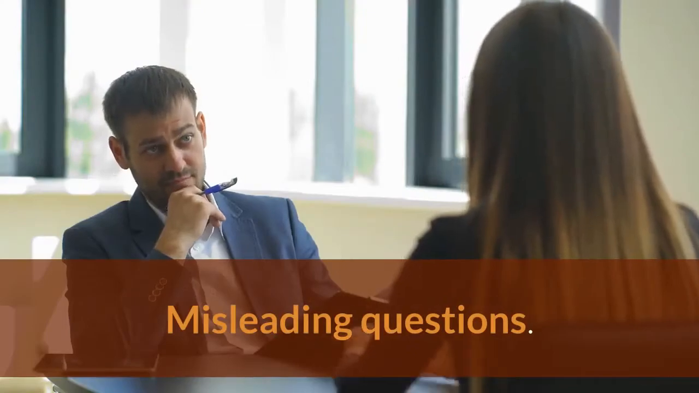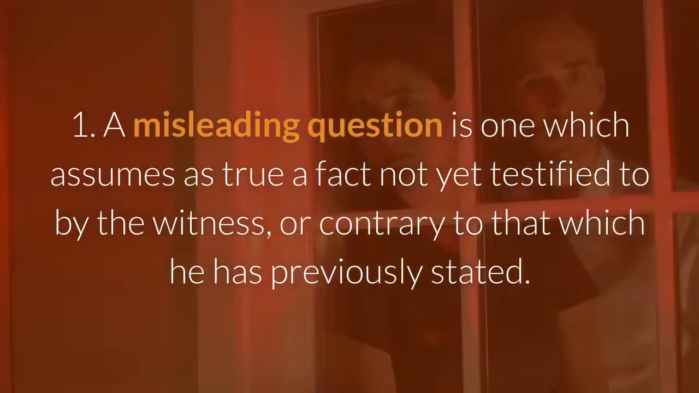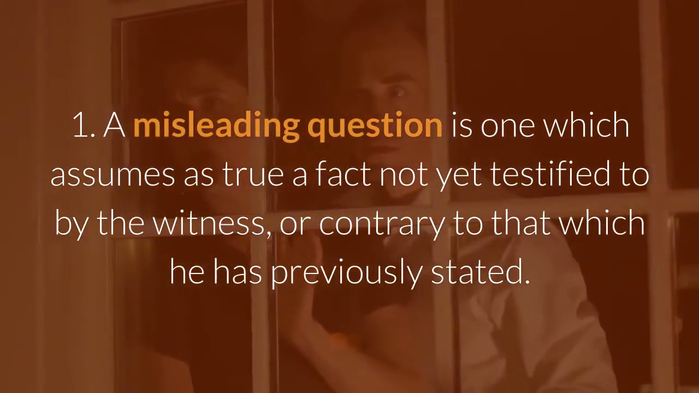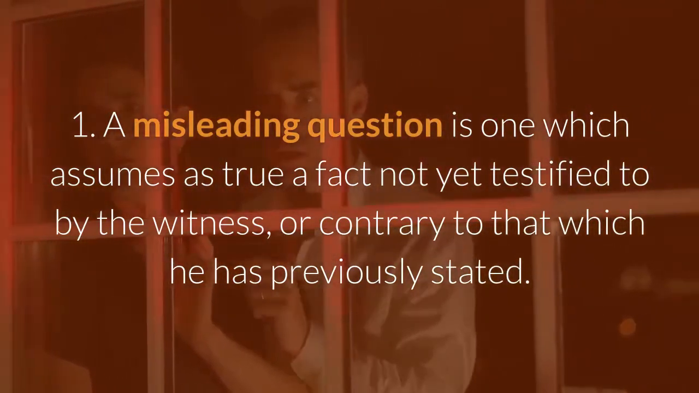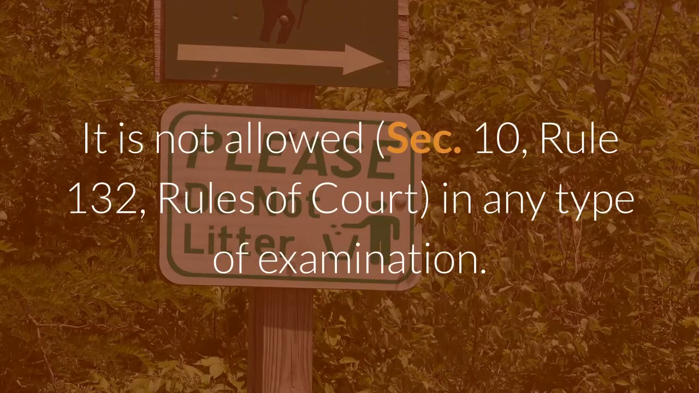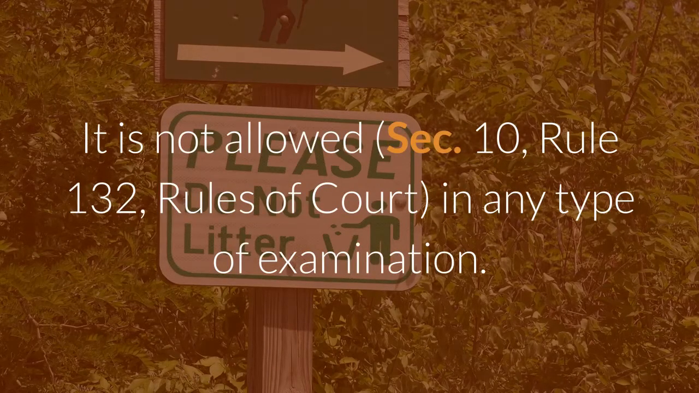Misleading questions. 1. A misleading question is one which assumes as true a fact not yet testified to by the witness, or contrary to that which he has previously stated. It is not allowed, Sec. 10, Rule 132, Rules of Court, in any type of examination.